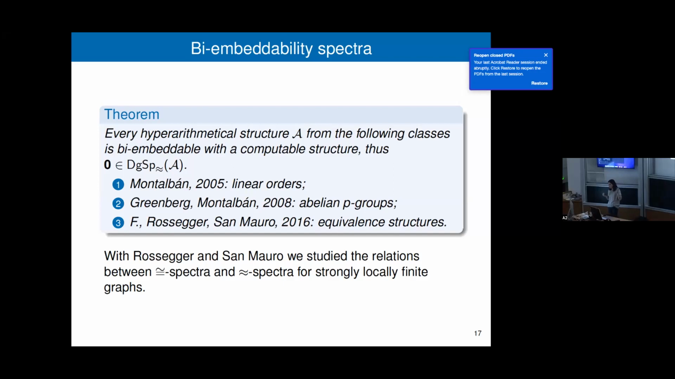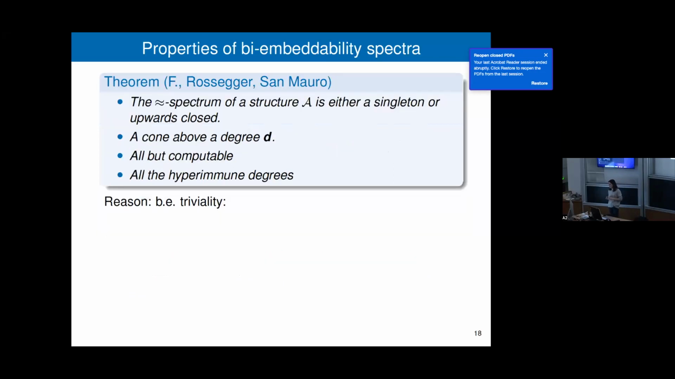For equivalence structures, we always have 0 in the bi-embeddability spectrum. What if we put a bit more structure on those equivalence structures? So we decided to look at strongly locally finite graphs. Basically, we get rid of all the infinite equivalence classes, and we put some internal structure on the finite equivalence classes. And we look at what's happening there. I'll talk about it in a minute.